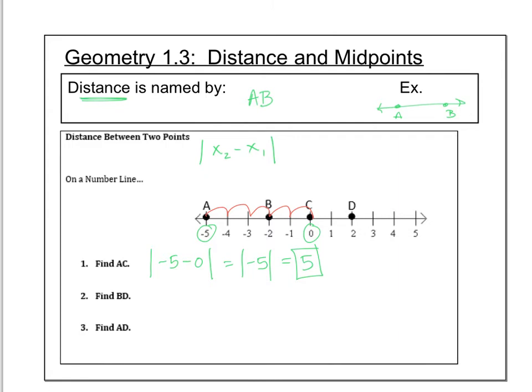Will you please try it for numbers 2 and 3 and see what you get? And then you can check it by counting. So here are the answers. Basically, you just remember you take the absolute value of one of the numbers minus the other one. Absolute value means how far is it from 0. So -7 is 7 units away from 0, for instance.